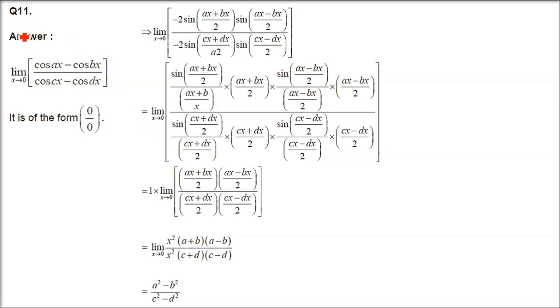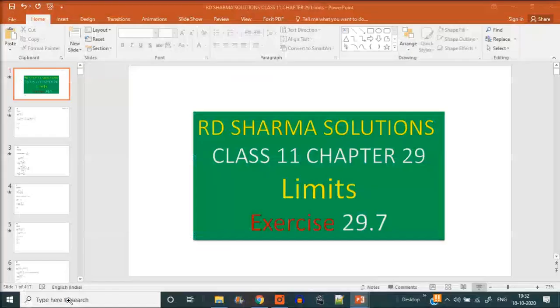Question number 11 it is. So cos ax minus cos bx by cos cx minus cos dx. So how are we going to solve this? If you apply x tends to 0, that is cos ax, cos 0. So 0 minus 0 by 0 minus 0, that is 0 by 0. So that is going to be 0 by 0, and we have to do something else here.